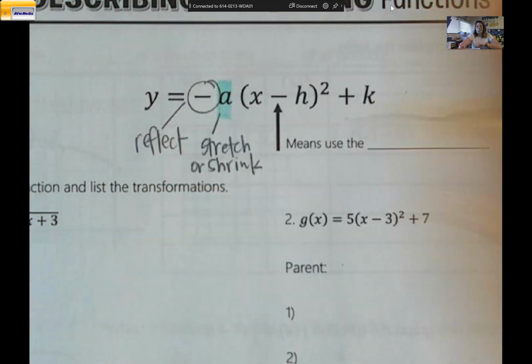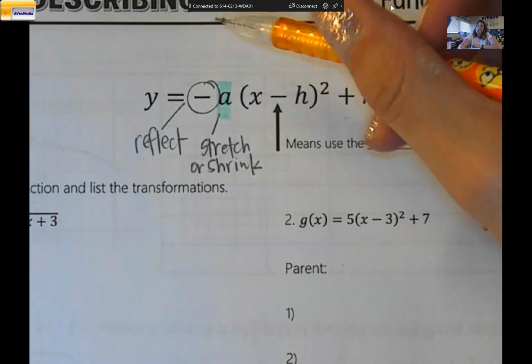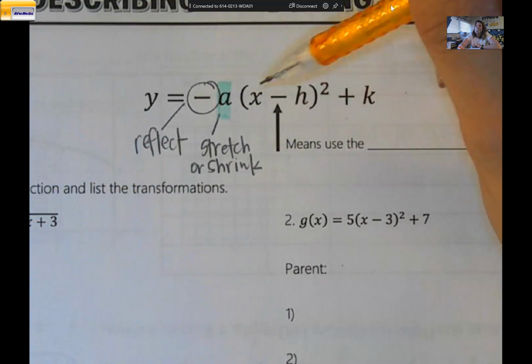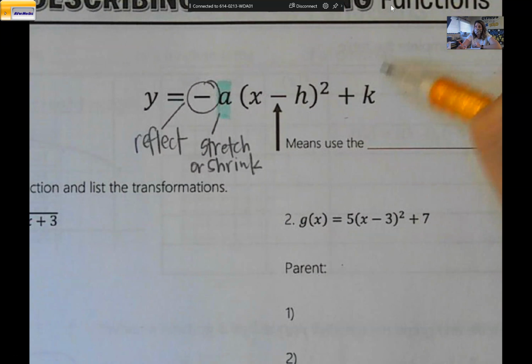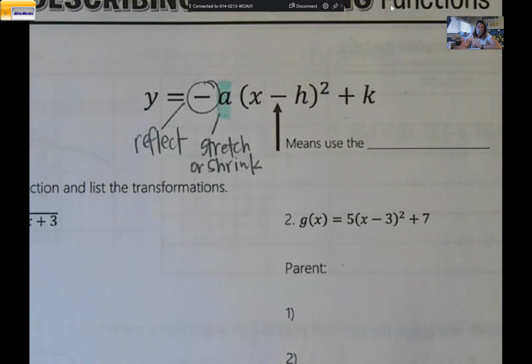So remember, if this number is a fraction, you had a vertical shrink. If this is a whole number, it's a stretch. And if there's no number there, that means you didn't change the size at all. You didn't shrink it or stretch it. You kept it the same.